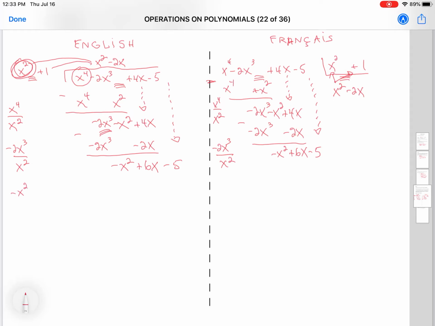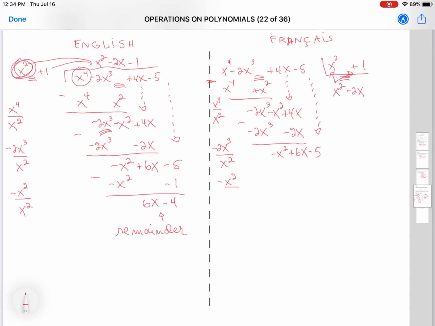So let's do one more iteration. First term divided by first term. The answer is minus 1. We put it here and we multiply by x squared plus 1. So minus 1 times x squared is minus x squared, and minus 1 times plus 1 is minus 1. Subtract. Get 6x minus 5. Minus 1 is plus 1. That's minus 4. Like we said, nothing else to be brought down. You may recall that this is called the remainder.